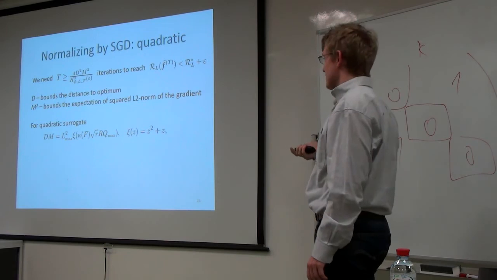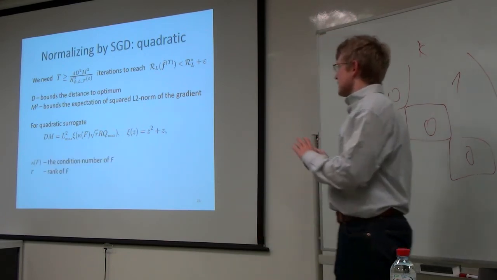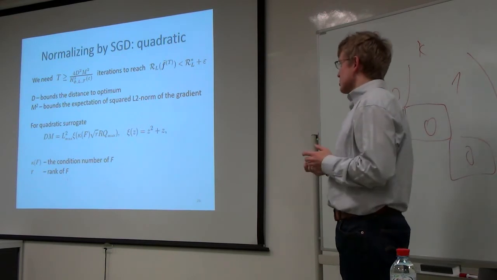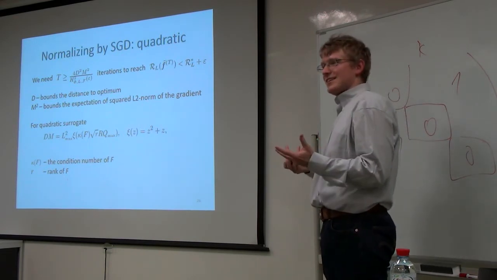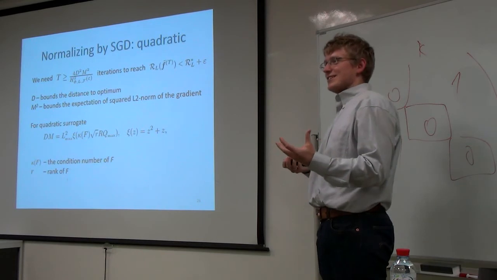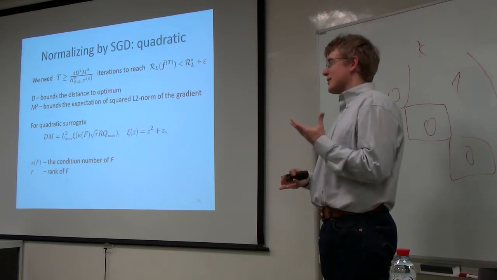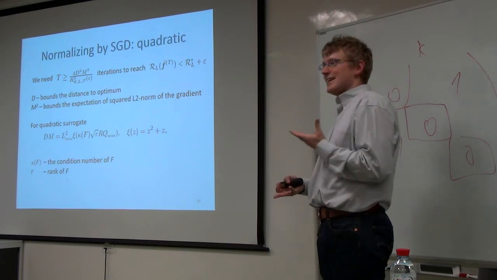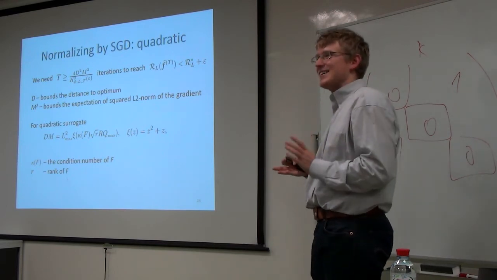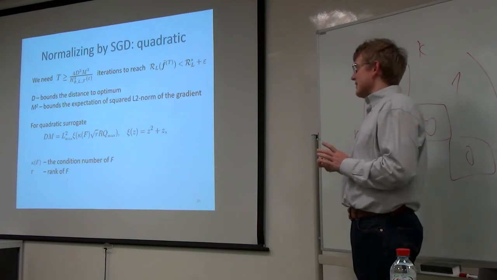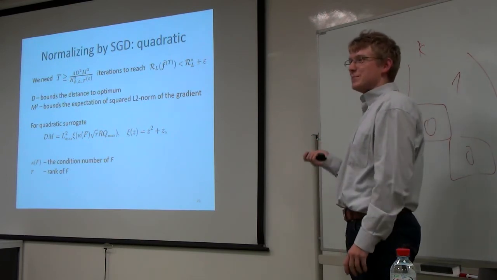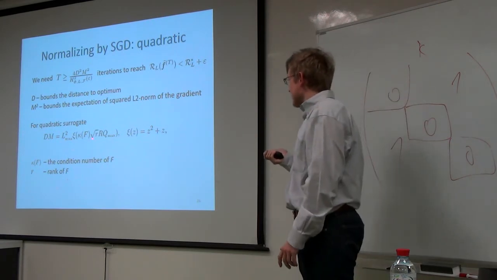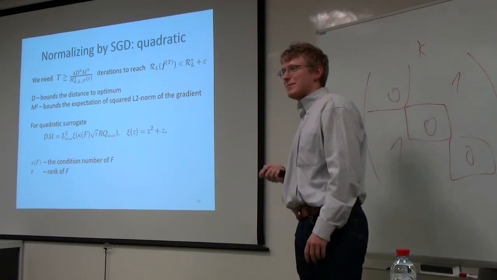What are these constants? There are two constants that we have control of when we choose our surrogate. One is the condition number of the matrix F. Intuitively, if this matrix is badly conditioned, then optimization is hard and everything is slow. If it's well conditioned, it's better. So it appears exactly in this way in the rate. Another quantity is the rank of F. The smaller the rank, the better.